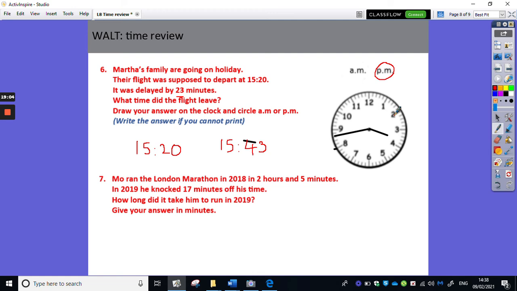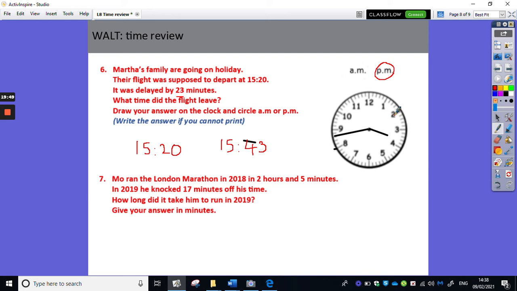A little bit tricky this time, so you'll have to use a number line to help you, which I will show you in a moment, but it was yesterday's learning, so hopefully you can have a go without me first. So let's just read it together. Mo ran the London Marathon in 2018 in 2 hours and 5 minutes. In 2019, he knocked off 17 minutes. How long did it take him to run in 2019? So be really careful what method you're doing here, what calculation, because he knocked off the time. It was 17 minutes less. So think carefully about what you need to do, and can you work out how long it took him? So pause the video and come back when you're ready.